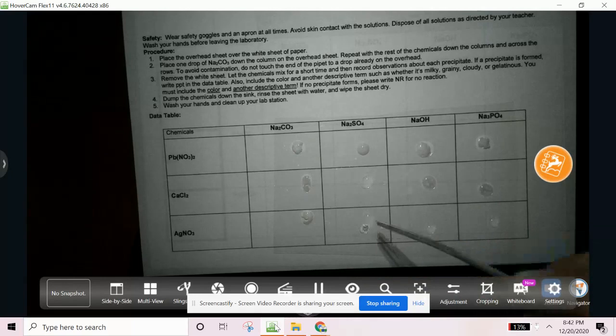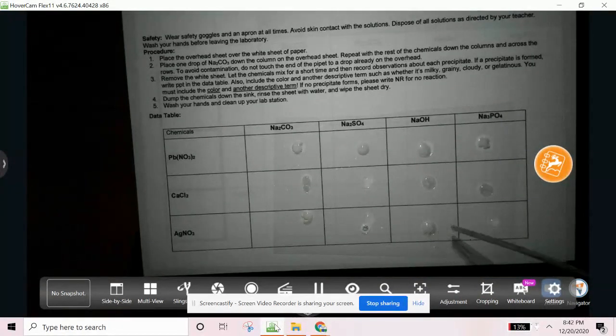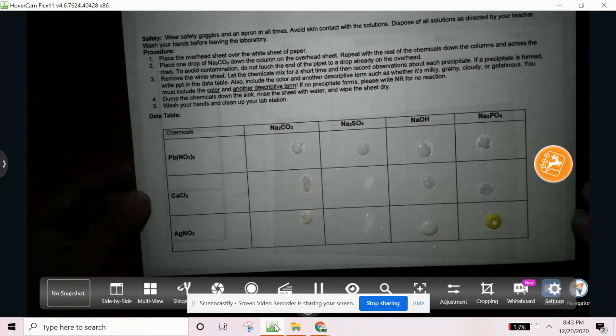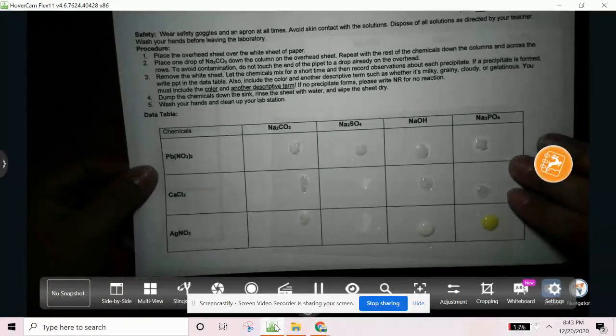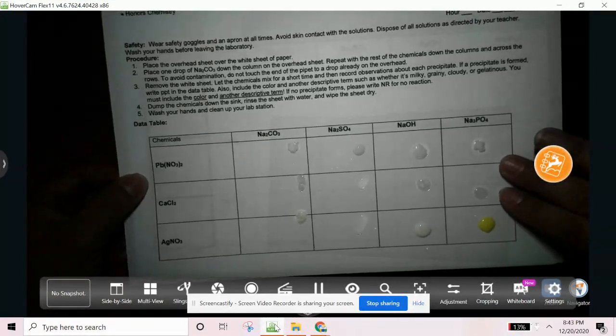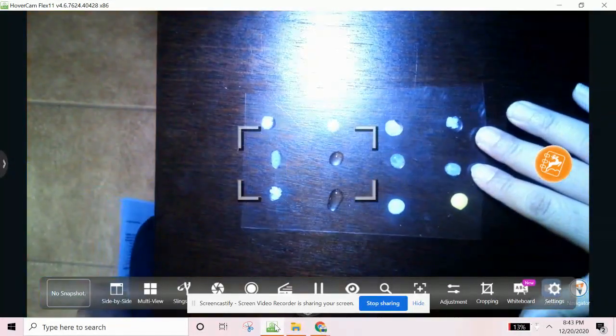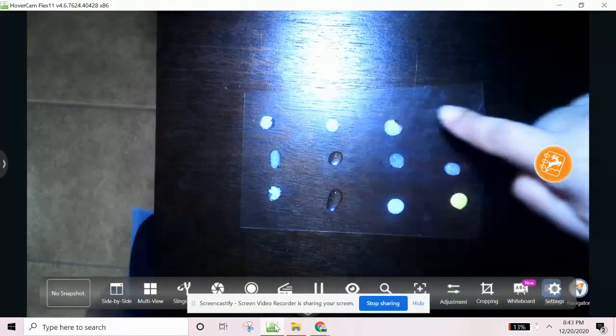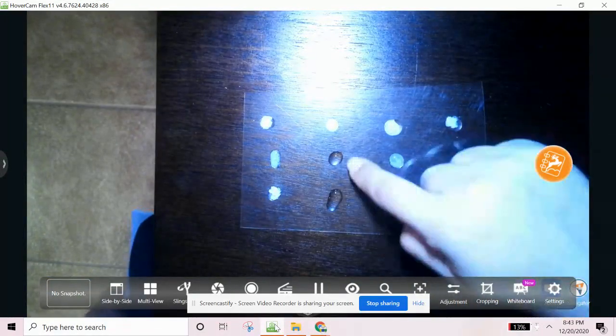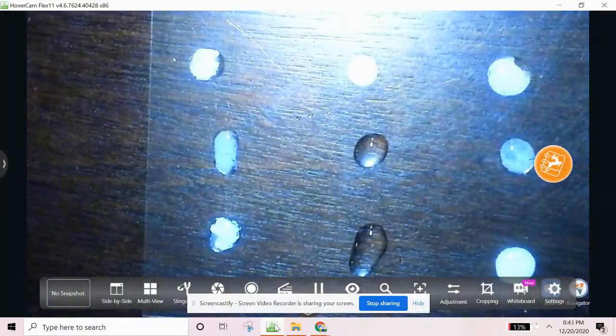No, it didn't quite fall in. There we go. Okay. Now it says remove the white sheet. So that's what I'm going to do, remove the white sheet and let the chemicals mix. So here you can see that I have reactions in all of these, and these, but these two do not have a reaction, and the reason why is because there's been no change in there.